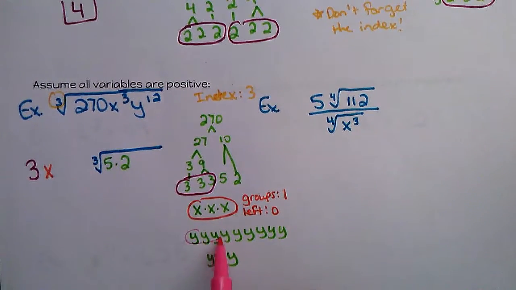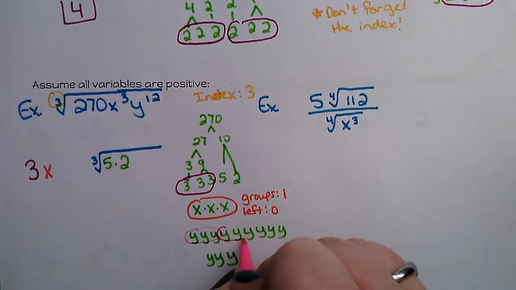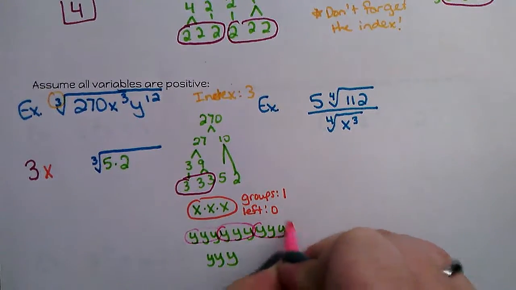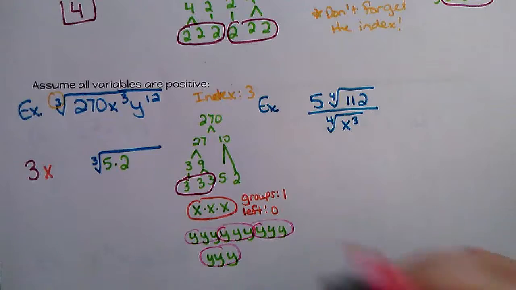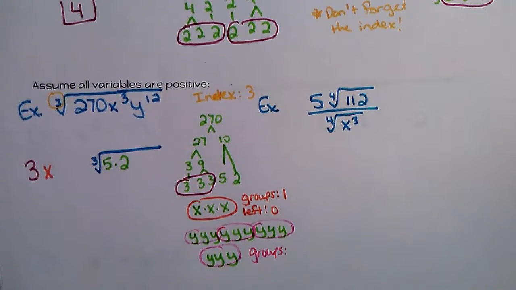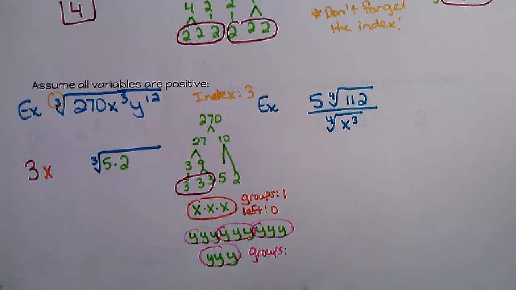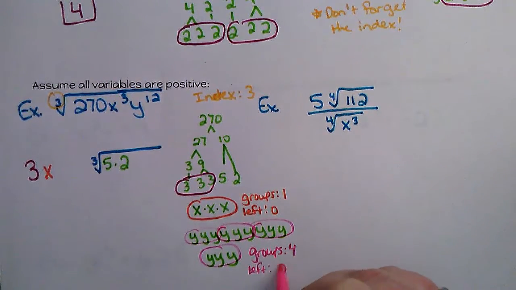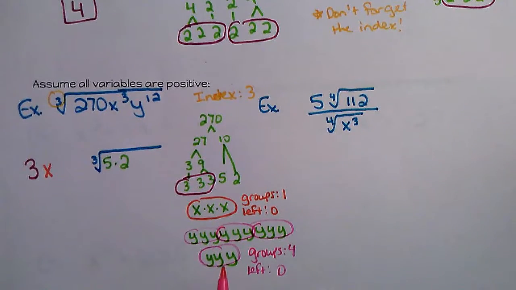Let's look at the y's. I need groups of 3. Here's a set. Here's a set. There's a set. And another set. Okay, how many groups do I have? 1, 2, 3, 4. 4 groups. How many left to stay under the radical? 0. There's no singletons that didn't get put in a group.